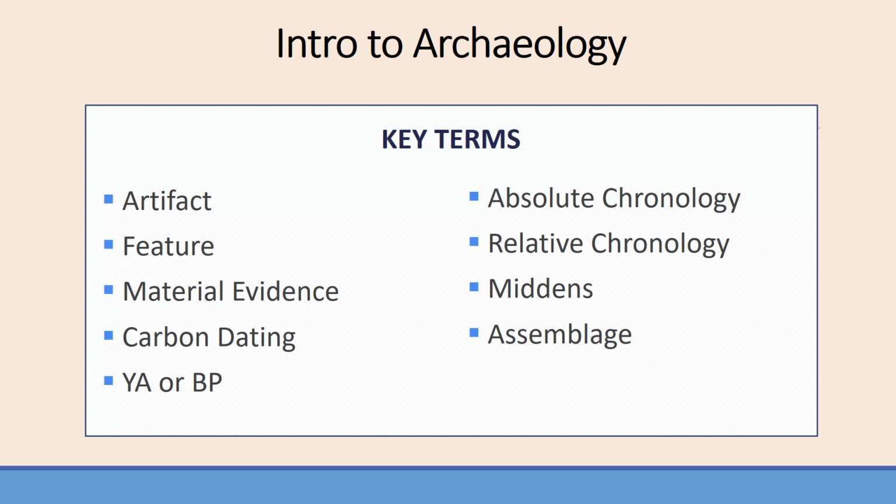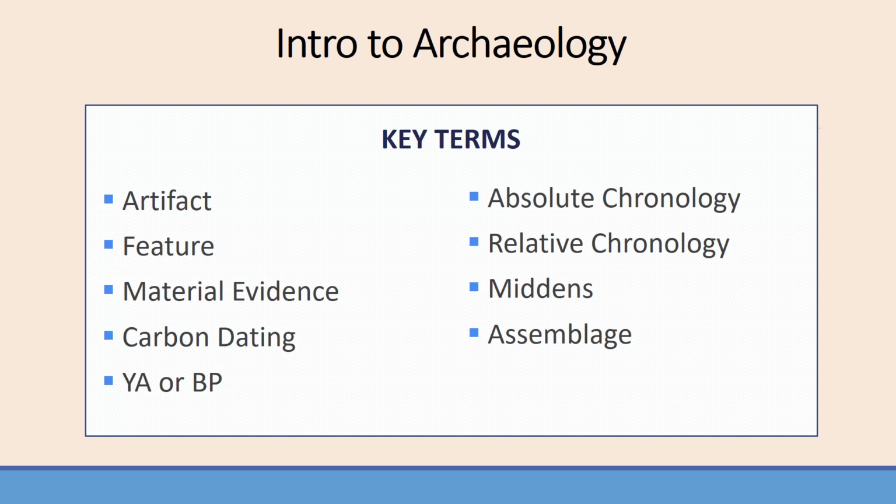All right. Here are some terms we're going to be looking at, and I think I have you define most of these. Artifact, feature, material evidence, carbon dating, YA or BP, a couple of acronyms, figure out what those mean and why they're important. Absolute chronology versus relative chronology, middens, and assemblage. I think actually I talk about assemblages before middens.